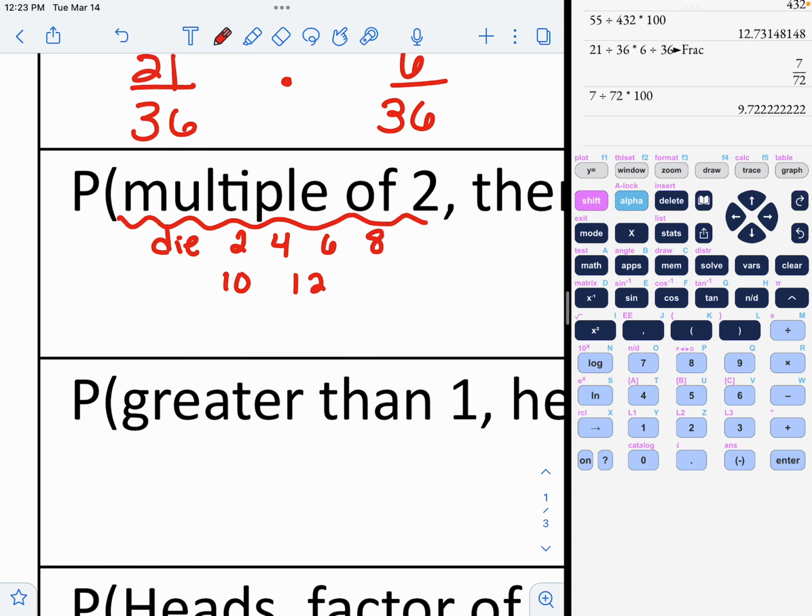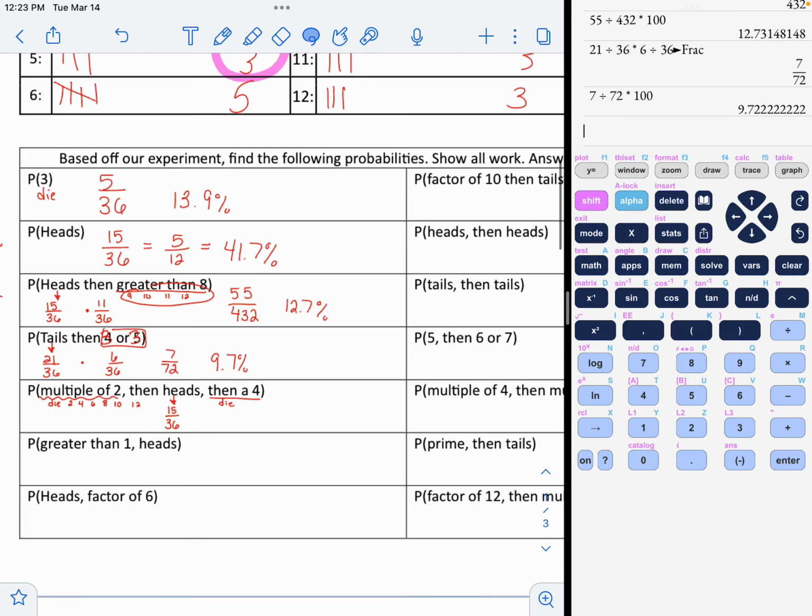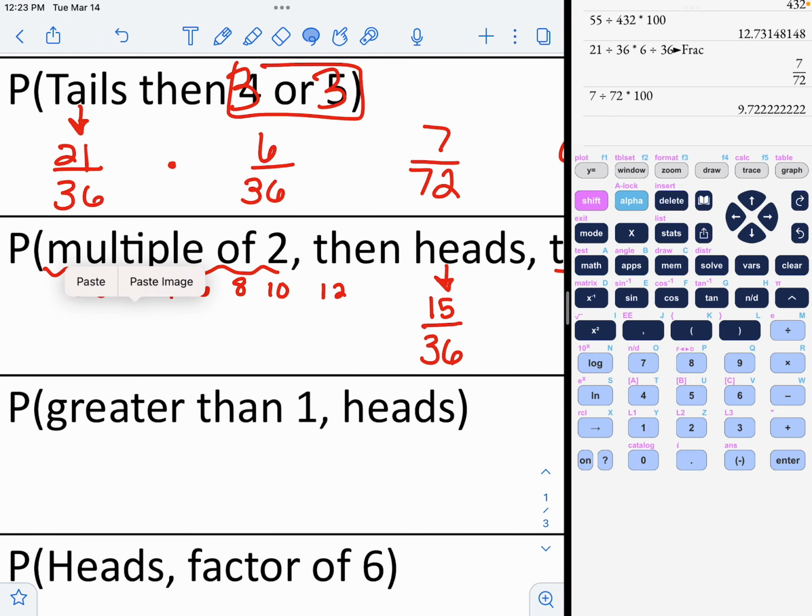All right, so let's do the multiple of 2. How many times did I get a 2? How many times did I get a 4? How many times did I get a 6? I'm going to move these up here. Okay, so let's zoom out. How many times did we get a 2? 1 time. I'm going to change that to a different color. So I got a 2 1 time.